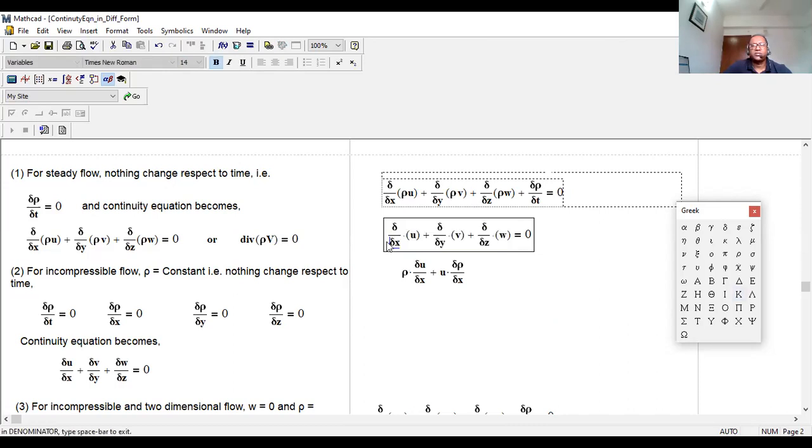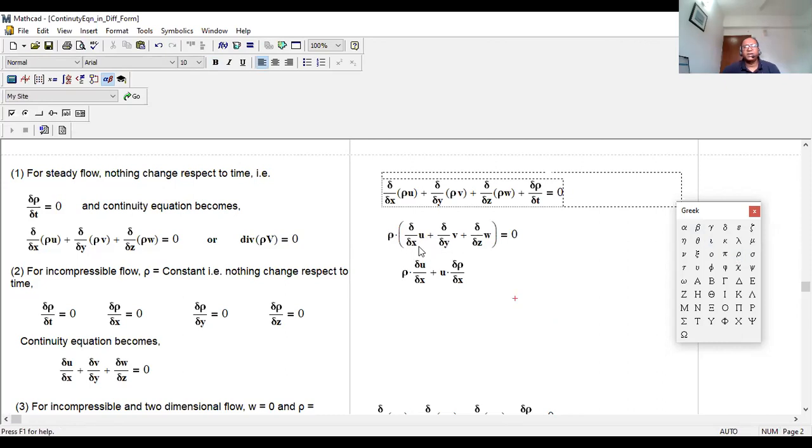So this rho will be this one. Okay. Now, if you want, you can take out this bracket with the velocity component. So ultimately, what will happen? This rho, this term, rho cannot be 0. So this term equals 0. That's what I write down. The continuity equation becomes this one.